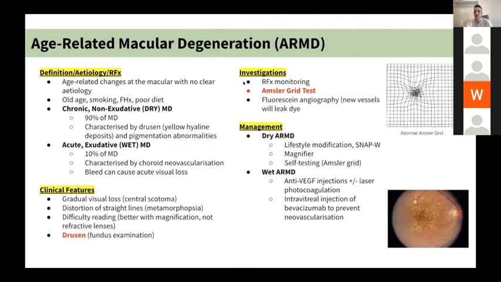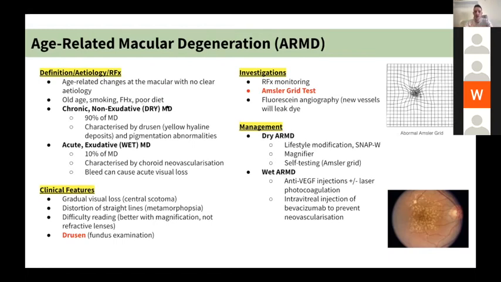So macular degeneration. I should have included the acute macular degeneration in acute visual loss, but I've decided to do them all together. Macular degeneration is pretty much just degeneration of your macula with no real clear cause. There are a lot of risk factors, which are the typical ones that I've already mentioned, like old age, smoking history, family history, etc.